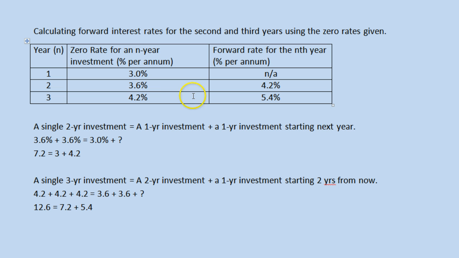Why must that be the case? Because we need 3 years of 4.2% to be equivalent to 2 years at 3.6% plus a year at 5.4%.